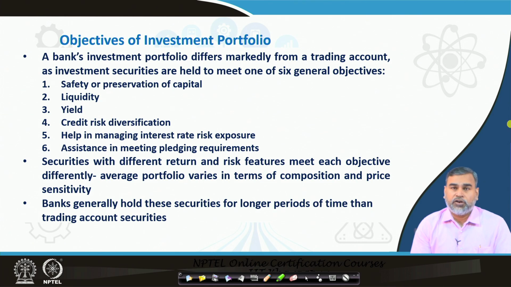So, the securities or investment alternatives which are available, with different return and risk features, meet each objective differently. Because of that, the average portfolio varies in terms of composition and price sensitivity, and banks generally hold these securities for a longer period of time than the trading account securities.